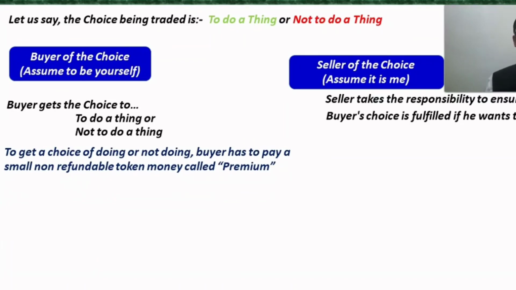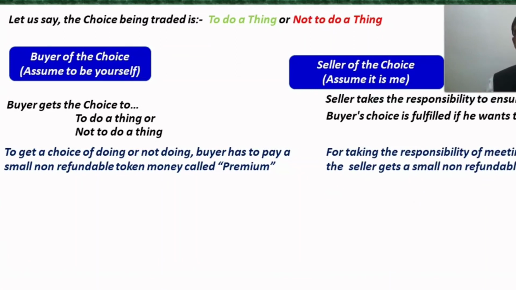Now to get a choice for doing a thing or not doing a thing, the buyer of the choice has to pay a small premium because he is at an advantage. He is getting a choice. So he has to pay a small non-refundable premium. And I, as a seller of the choice, will receive that premium because I am taking the responsibility of ensuring that you have the way of doing your choice or doing what you want.